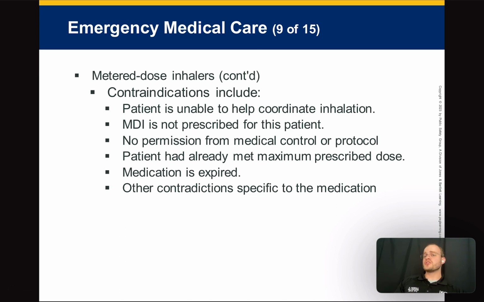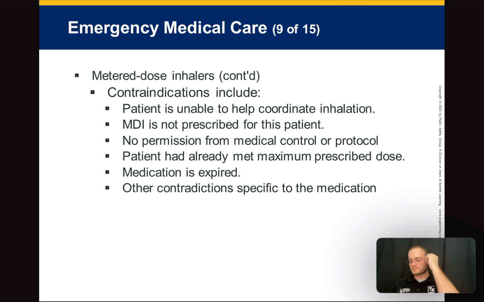So the contraindications. Contraindications are reasons why we don't give a medication. The patient is unable to help coordinate the inhalation. The MDI, the metered dose inhaler, is not prescribed for this patient, or you don't have a medical order to do that, or there's no permission to do it from medical control or protocol. The patient has already met the maximum prescribed dose. Usually that's 3. The medication is expired. So again, we check if the medication is expired, or if they're allergic to the medication, or if there are other contraindications specific to the administration.